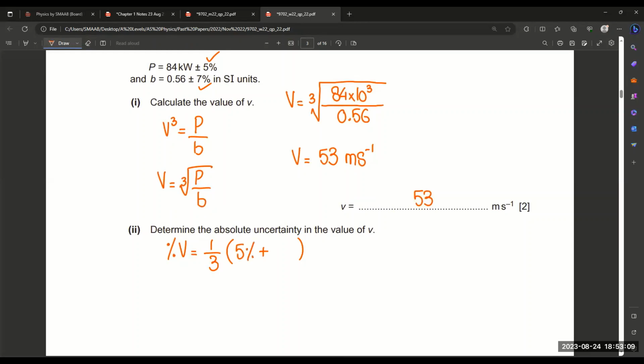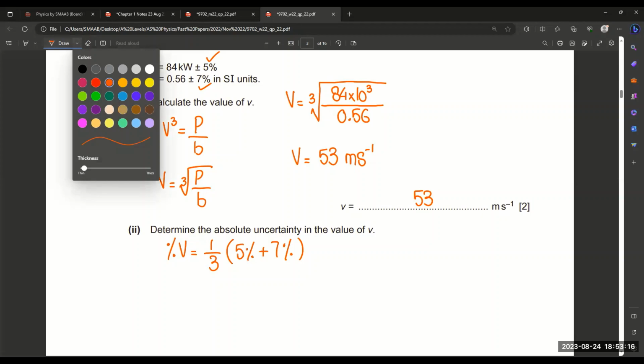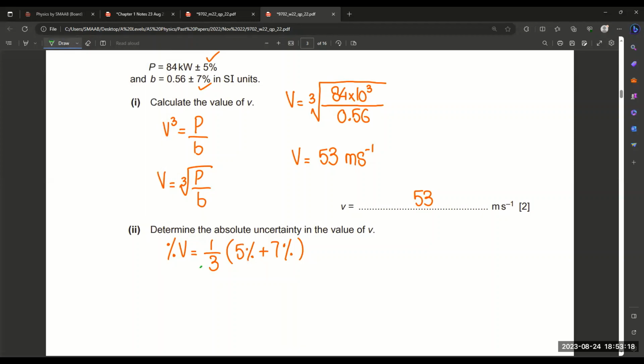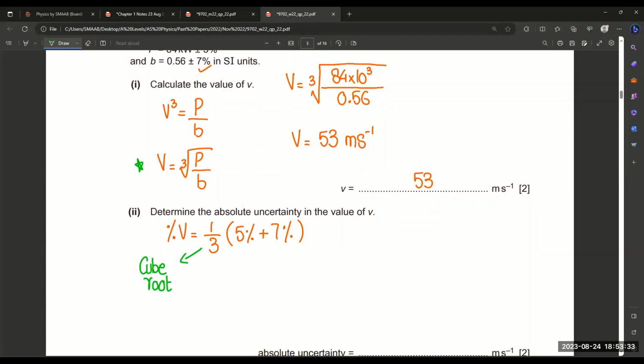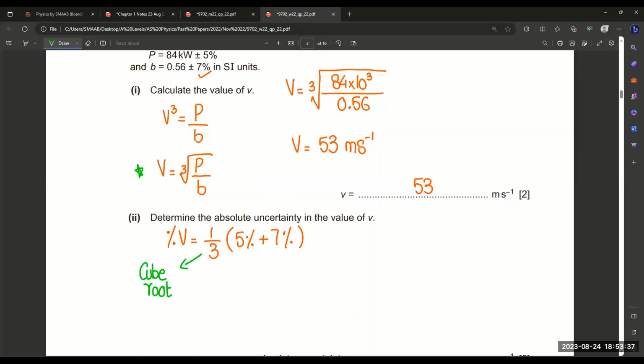But where did the 1/3 come from? Actually, this 1/3 is due to the cube root, because V is equal to V cubed. So we simply use this formation. We don't need to start from scratch because previously we did all the calculation. In this question, we already have the percentage error given, so that will save your time in calculating the value.